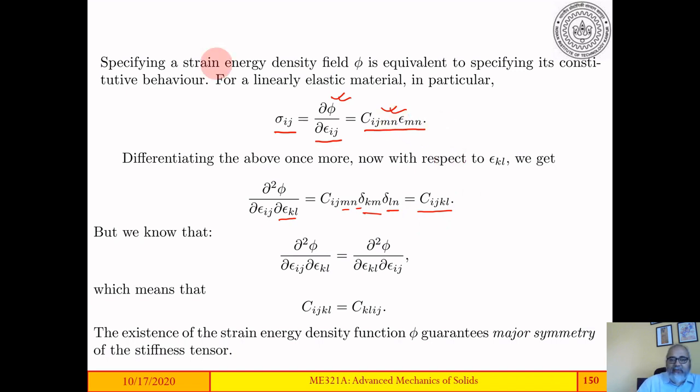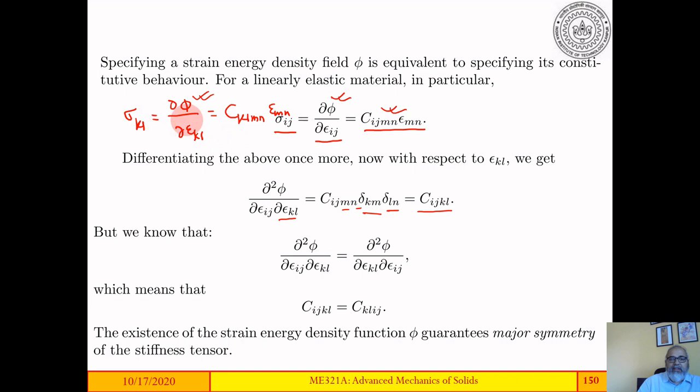Obviously, if I started the other way around, so I took kl first, so I wrote sigma kl, that would be del phi del epsilon kl according to the thermodynamic principle, and this would be equal to, let's say, C kl mn epsilon mn from the generalized Hooke's law. So this derivative must give me this for a linear elastic material, because this is a quadratic function.